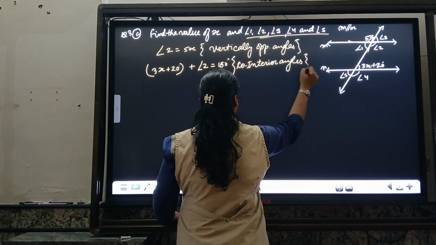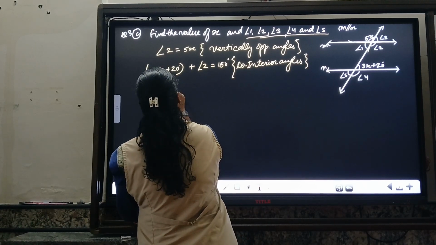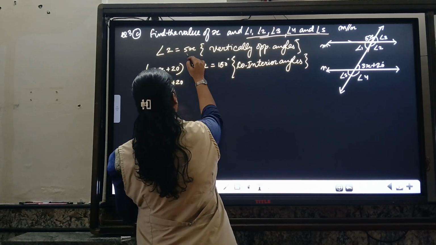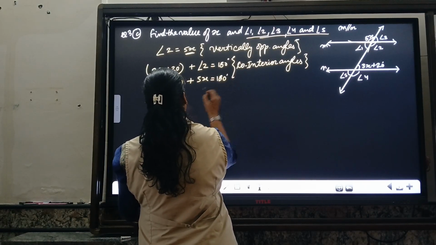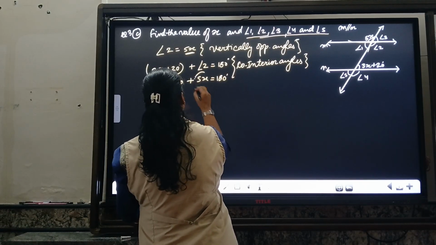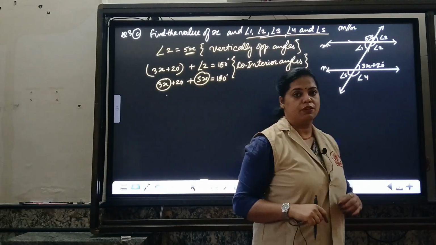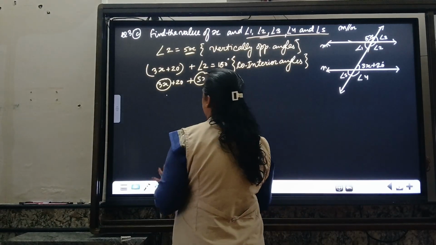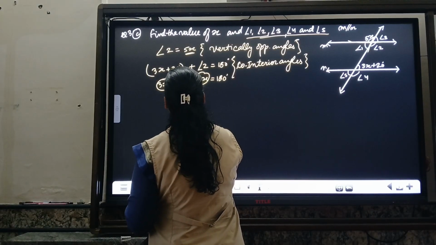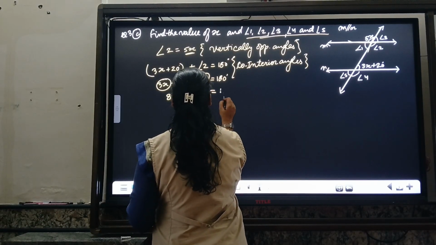So their sum should be 180. So 3x plus 20, in place of x I will write 5x. Now we have like terms. After addition, these like terms will convert into 5 plus 3, 8, and x we will not change anything. So we will write 8x plus 20 is equal to 180.